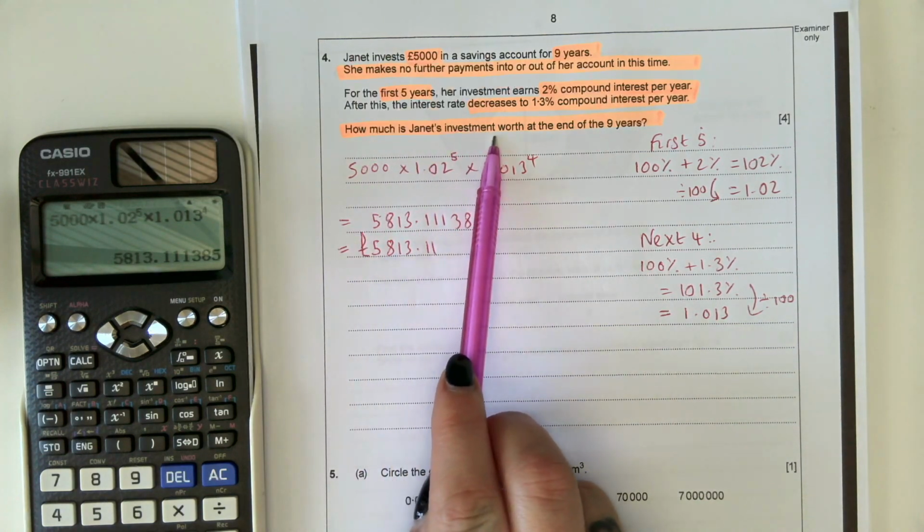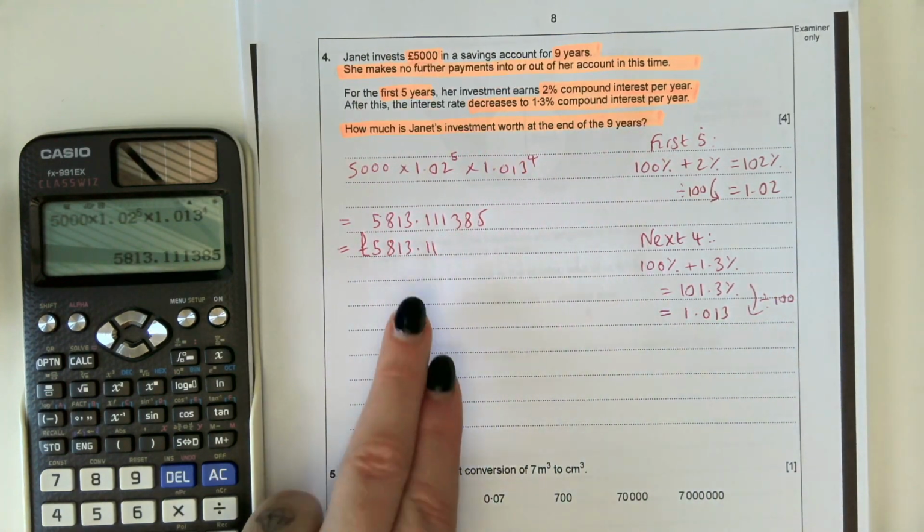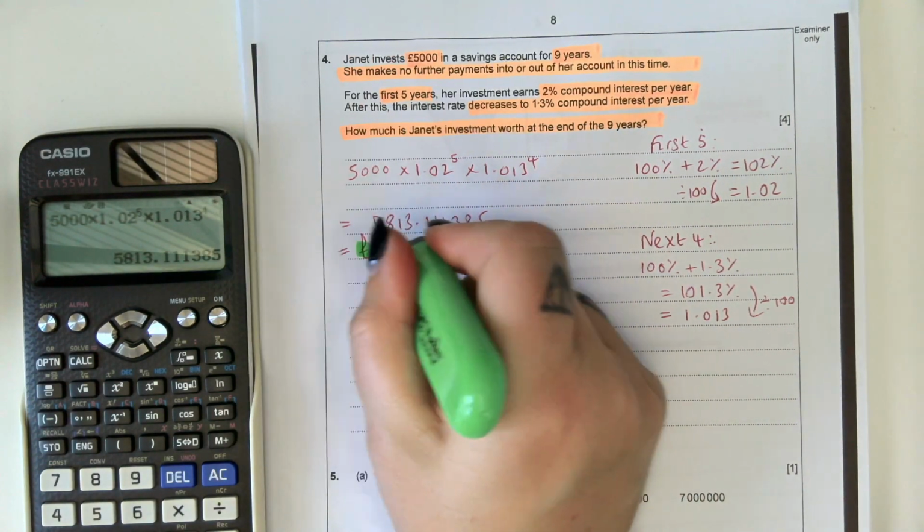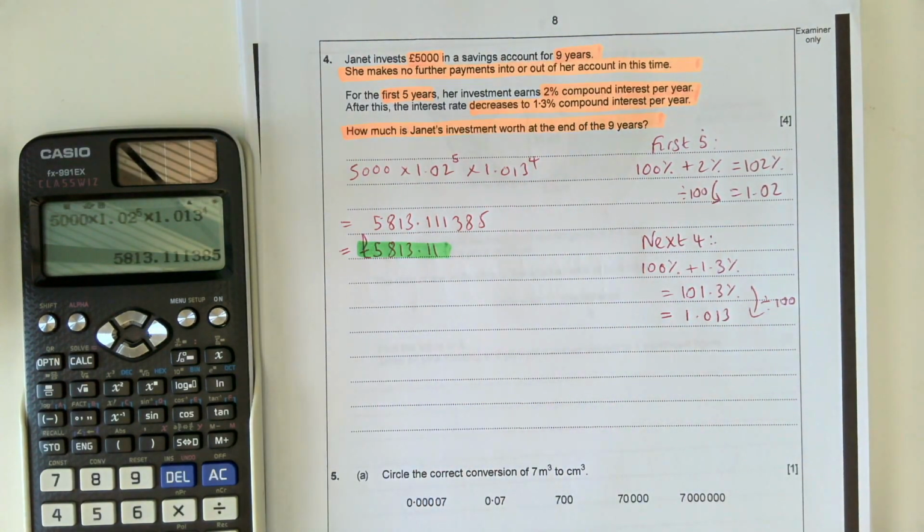Let's check what the question's asking us for. How much is Janet's investment worth at the end of the 9 years? Well, this is how much the investment is worth. That's what will be in the account at the end of the 9 years.